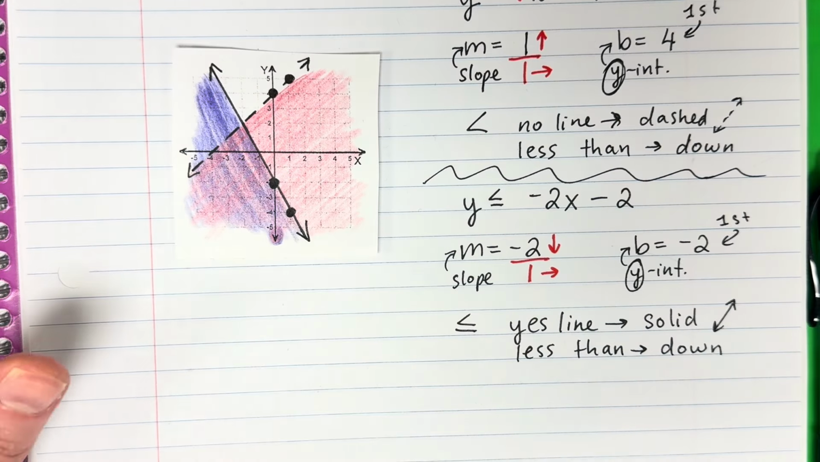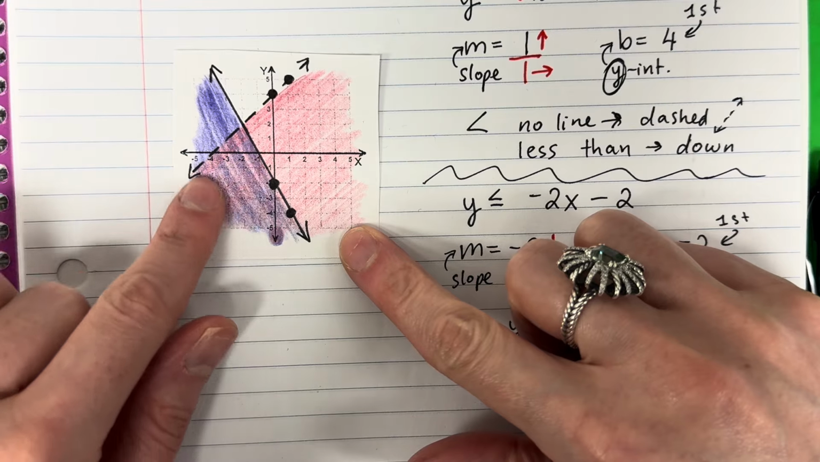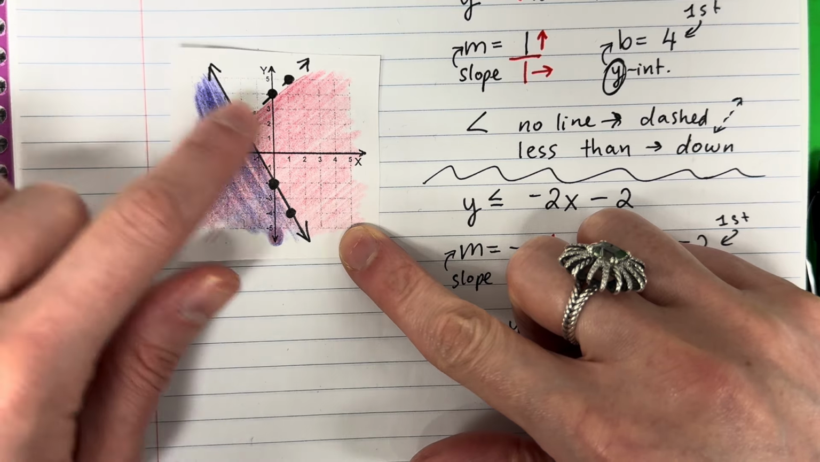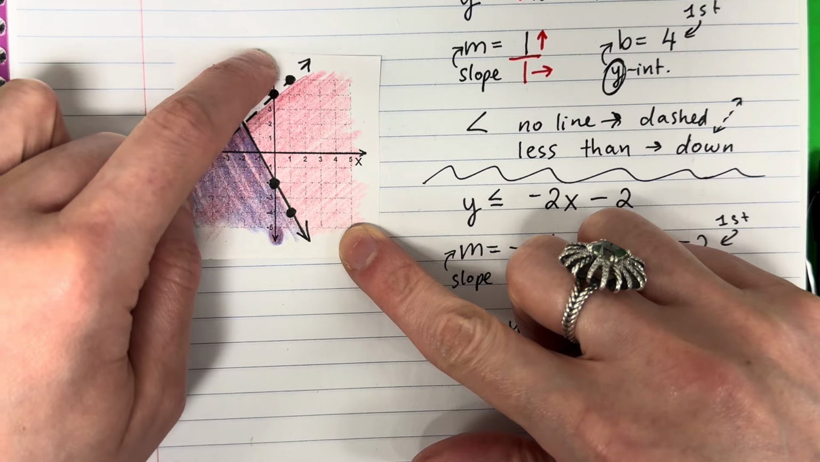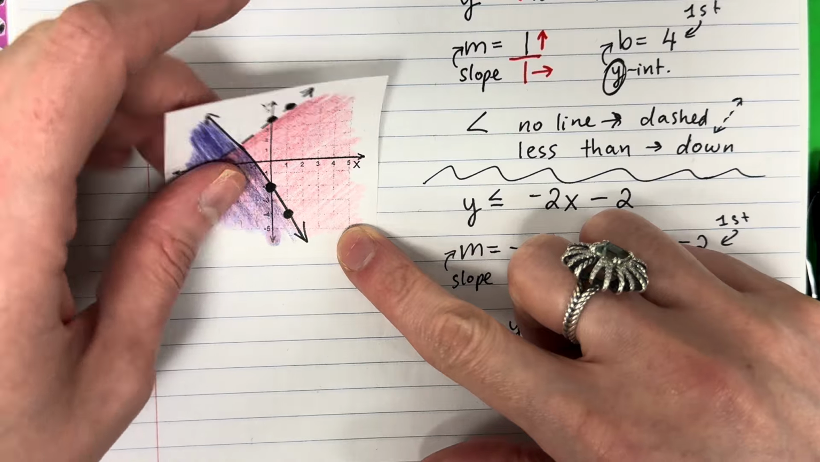Okay, so I'm just going to tell you my solutions are where there are two colors. So this is where my solutions are. Everything else is a non-solution. So to have solutions, you need two colors. So this is going to be my answer.